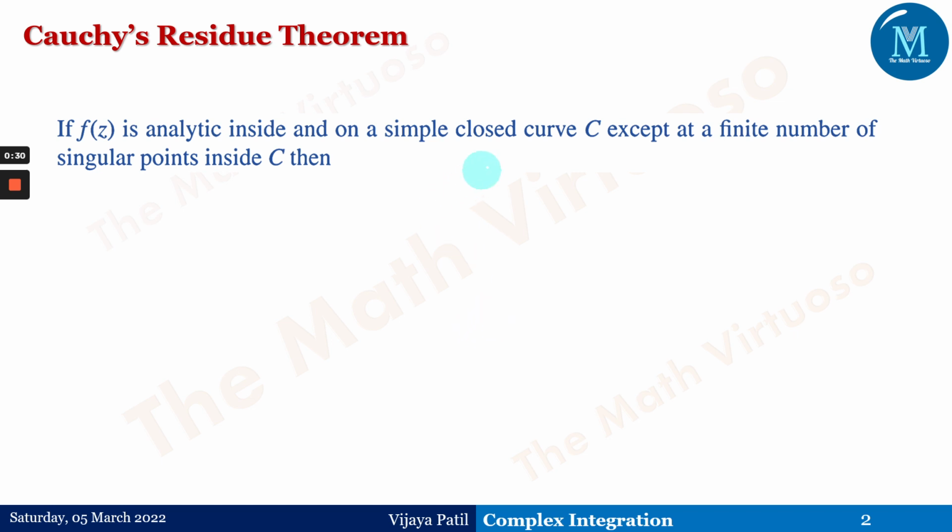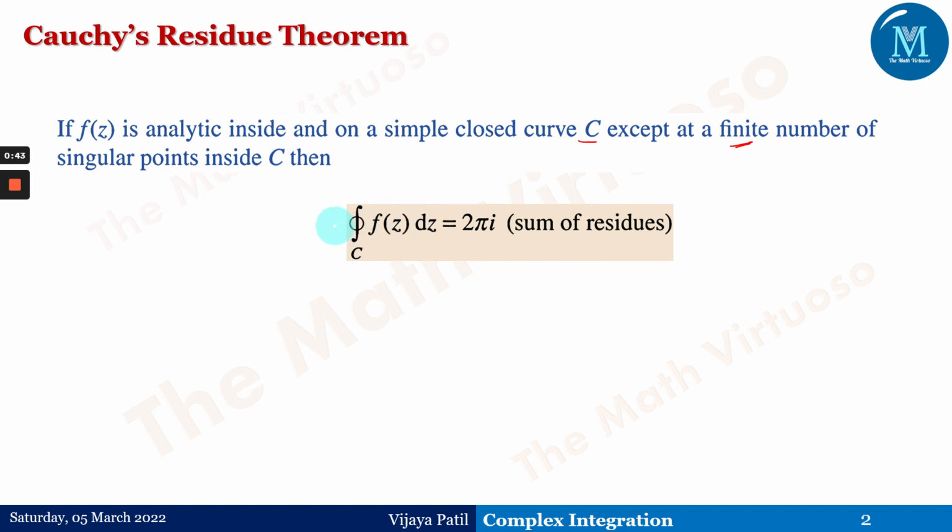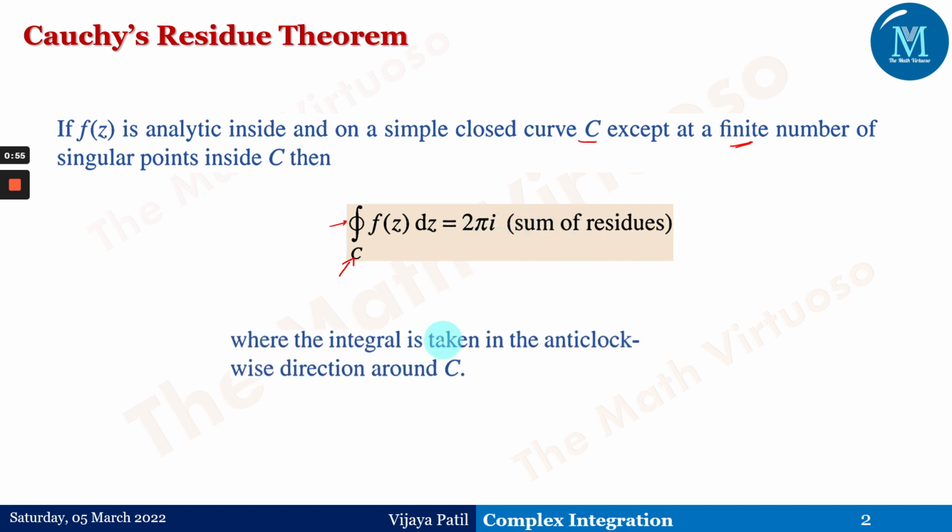Now, the statement of Cauchy's residue theorem is: if f of z is analytic inside and on a simple closed curve C except at a finite number of singular points inside C, then the integration of f of z dz over the closed curve C (this is the symbol for the closed curve) equals 2 pi i times the sum of the residues, where the integral is taken in the anticlockwise direction around C.